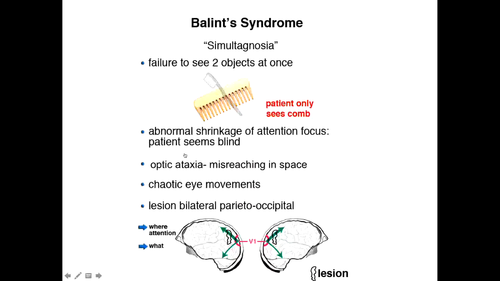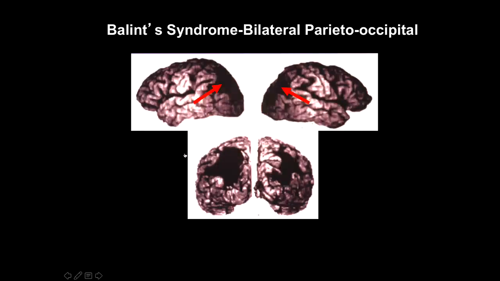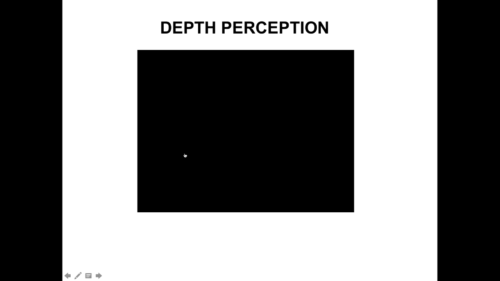Here's one case that we presented and published extensive data on. You can see these extensive bilateral parietal occipital lesions from the back, right? Quite extensive lesions. And this patient had Balint syndrome. And let me show you some of the symptoms. Again, best seen, I think, with a movie.